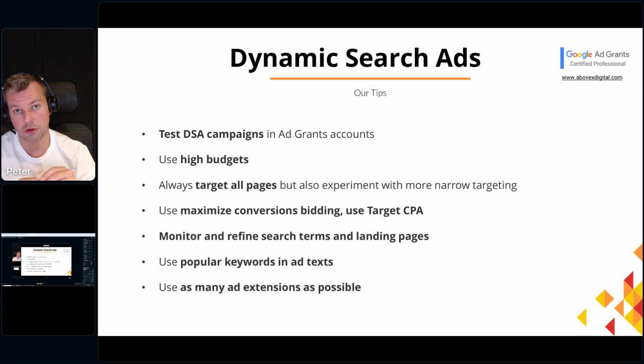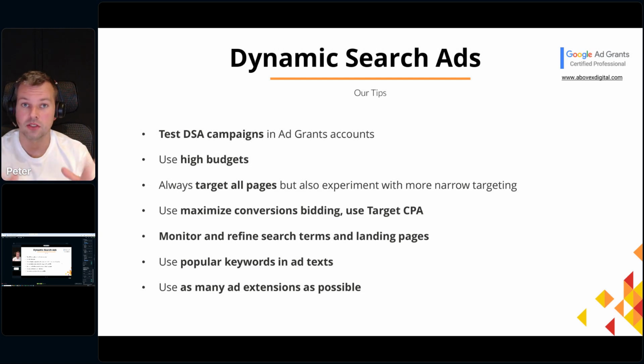Those are the targets that I've shown you a few seconds ago. Start with high targets and then lower them later on as you get more data. Again, start by broad targeting. Include all pages initially, but then narrow it down as needed. Use maximize conversions bidding. I mentioned that as well.